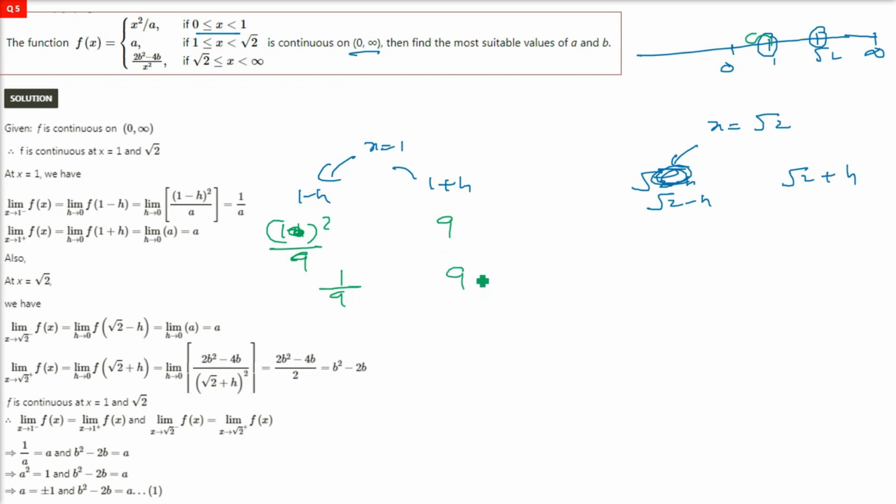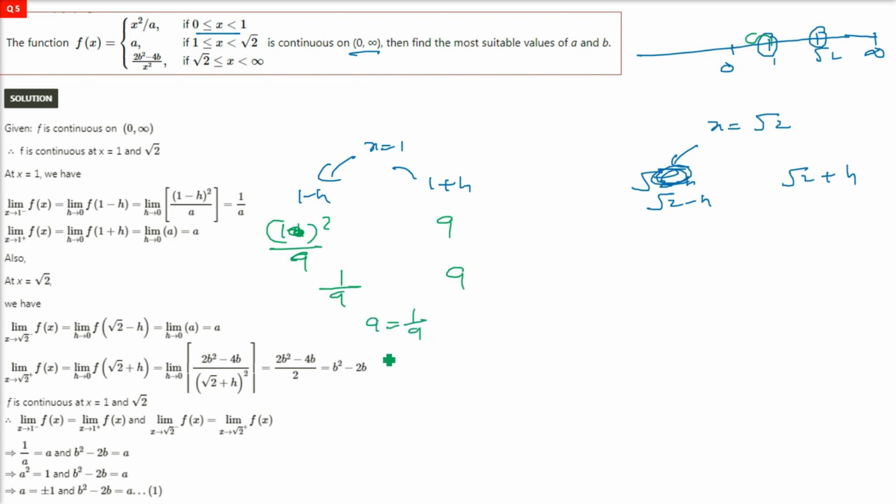This will remain as a. So 1 by a is equal to a basically. So you will get a square as 1. So a square is 1, so a will be plus minus 1. So you are getting two values of a. What I am trying to suggest is LHL is equal to RHL.